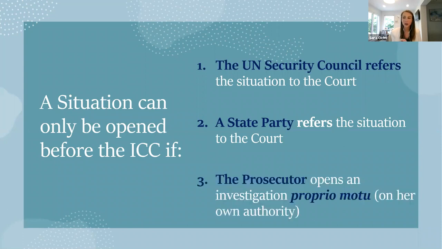And then the third option for opening a situation is the most controversial. The prosecutor, if she finds a reasonable basis to open an investigation, can open a situation by what's called proprio motu authority, which is essentially just her inherent authority as prosecutor to open that situation. If she does this, she needs to get approval and authorization from the pretrial chamber to begin an investigation. So it's not just completely 100% her decision. She does need that pretrial chamber approval.